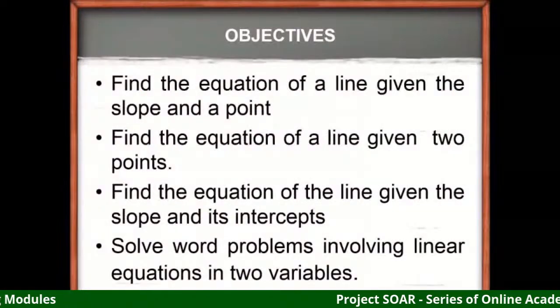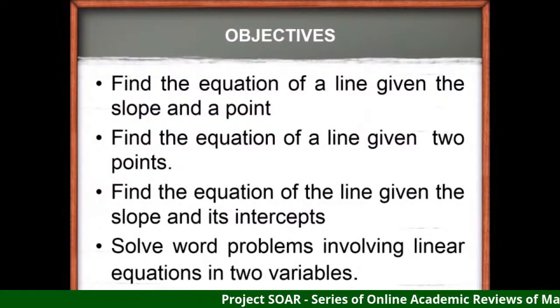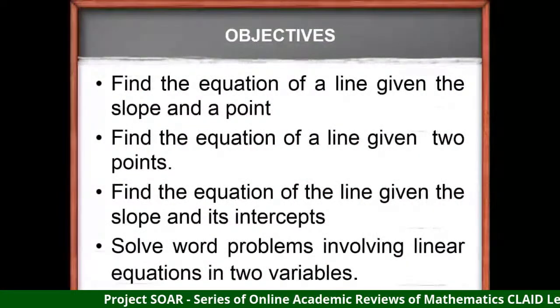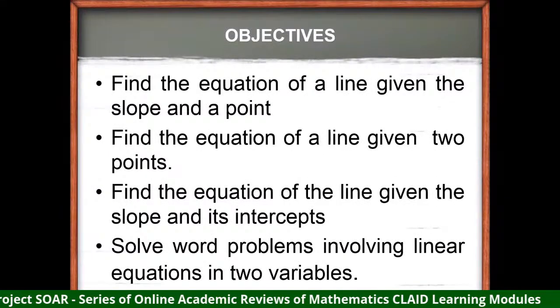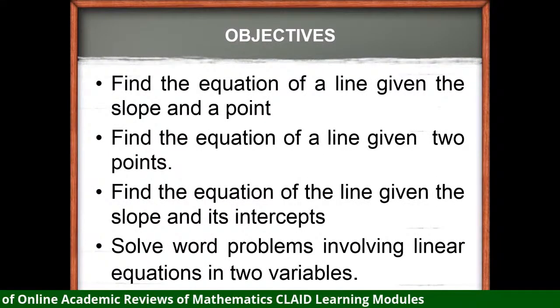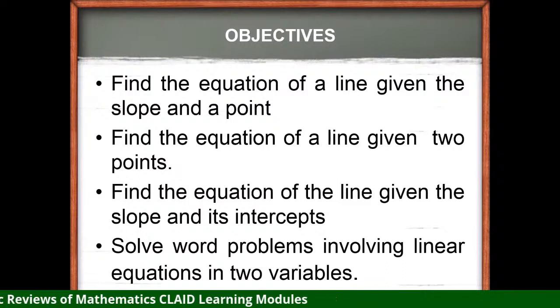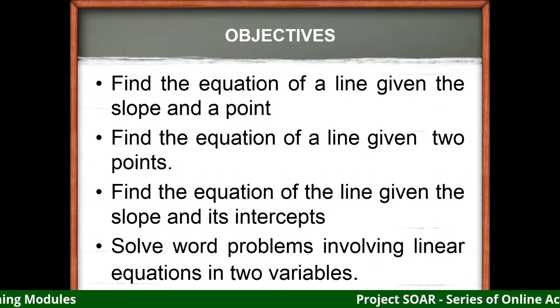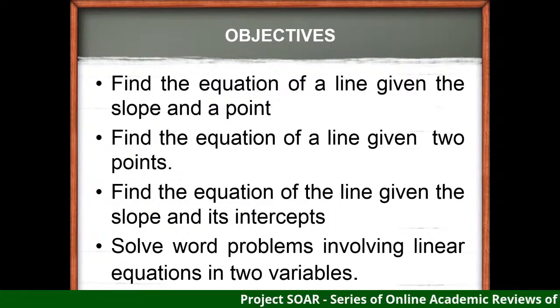Given the slope and a point. Second, find the equation of a line given 2 points. Third, find the equation of the line given the slope and its intercepts. And last, solve word problems involving linear equations in 2 variables.